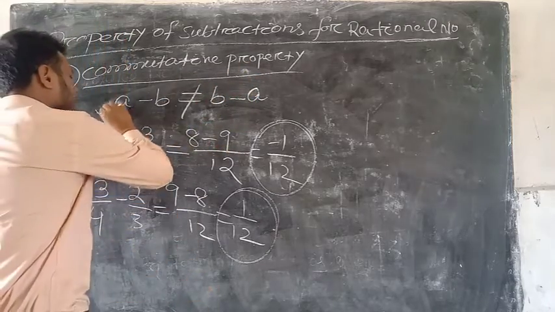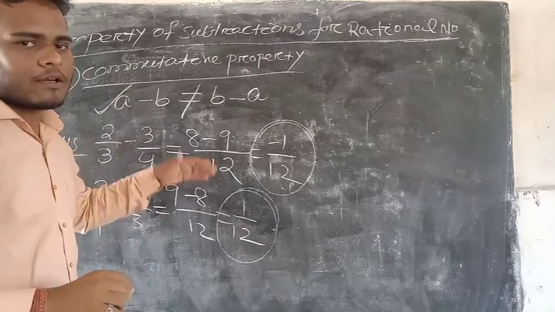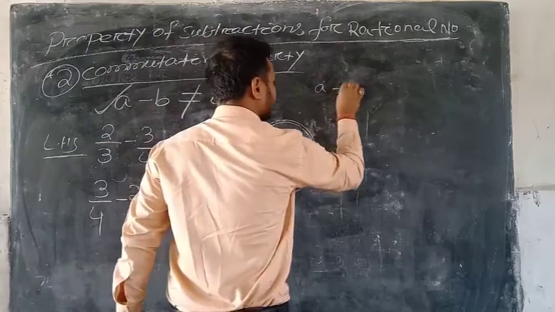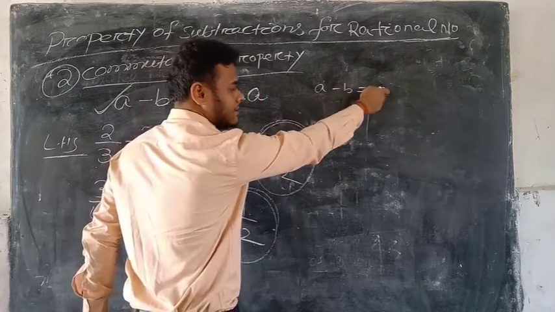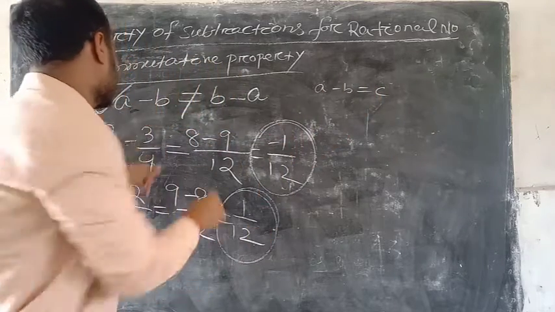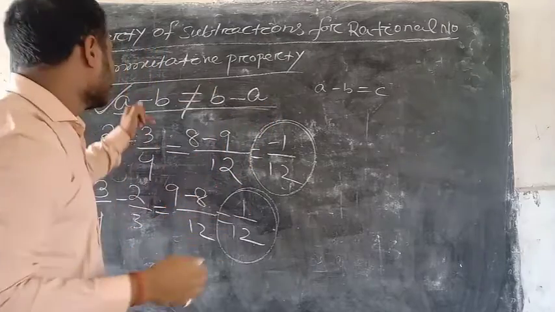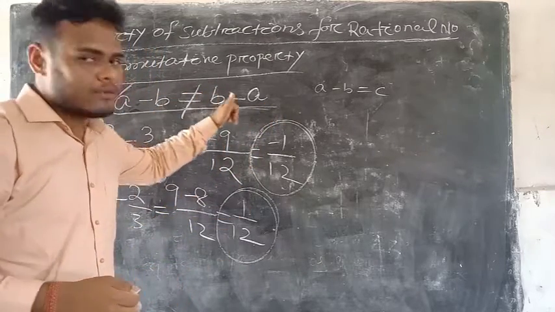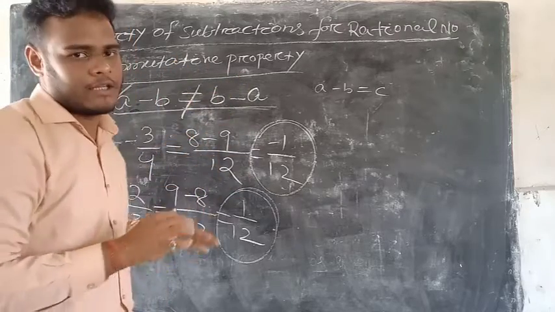So what is written here is correct. Like in the closure property, it was satisfied: a minus b equal to c when a is a rational number and b is a rational number, then c is a rational number, but here it doesn't satisfy. It satisfies this line, but this is not the property line. The property line is that if a minus b is equal to b minus a, then only the commutative property will be satisfied. But here it is not happening.